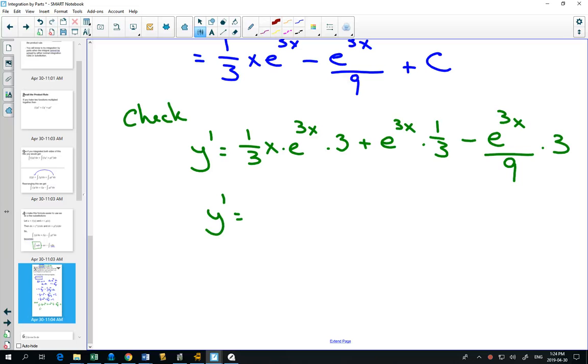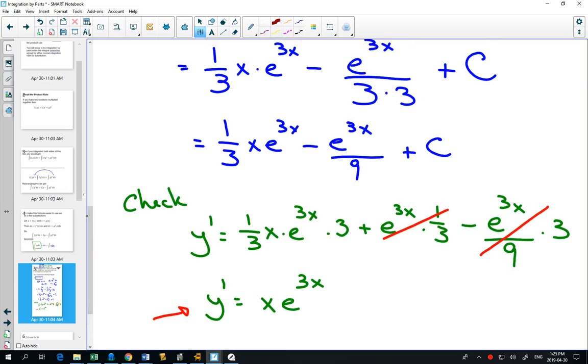I'm just going to simplify a little bit. Can you see the 3 and the 1/3 will simplify? That will just give me x e to the 3x. This is going to be 1/3 e to the 3x. The 3 and the 9 here will be 1/3 as well, and you're subtracting them. Can you see that these two are identical and they'll equal 0? So we now have our simplified version. Is that what was originally in our integral? Yes. So we know that we were right in calculating our integral here. Crazy. And not too bad.